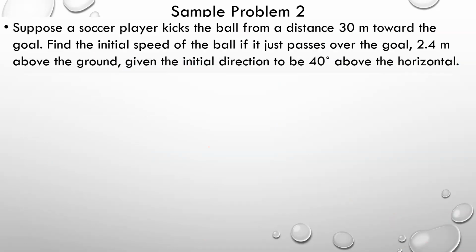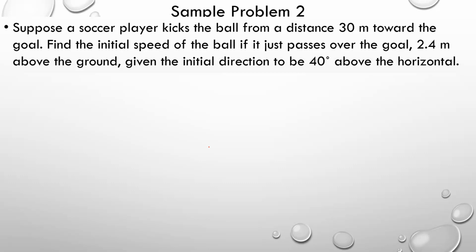All right, let's do sample problem 2. Suppose a soccer player kicks the ball from a distance of 30 meters toward the goal. We want to find the initial speed of the ball if it just passes over the goal 2.4 meters above the ground, given the initial direction to be 40 degrees above the horizontal. So right away, it looks like we're not given very much information.